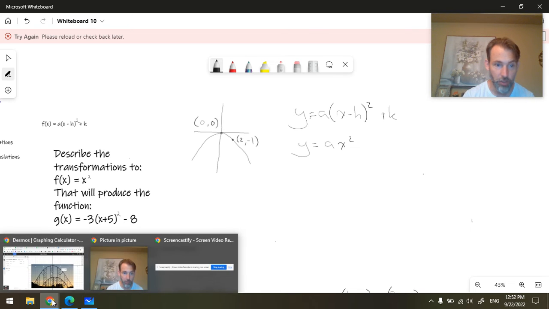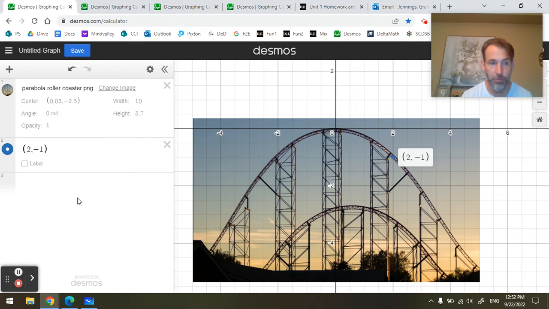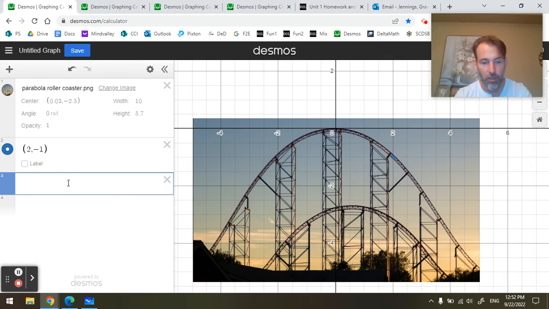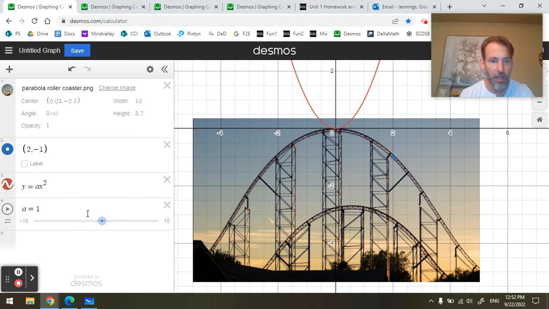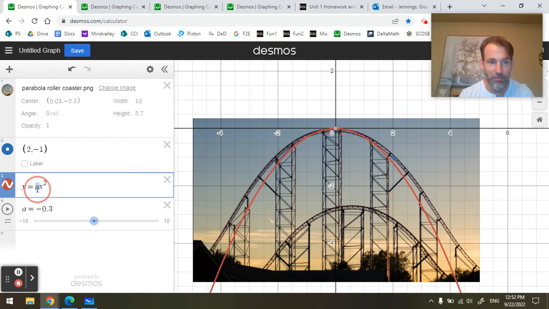Now, 2 ways we could find this. One is just using technology. So I put the picture in here into Desmos, and then I put in y equals a multiplied by x squared. I put in a slider for a, and then I see, well, I definitely want a negative value, don't I? Oh, negative 0.2 is really close. Oh, negative 0.3 is a little too far, right? Let's try negative 0.25. There, that looks pretty good, eh? So that's doing it with technology.